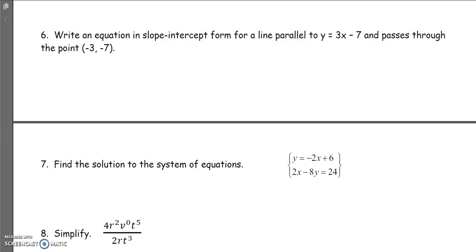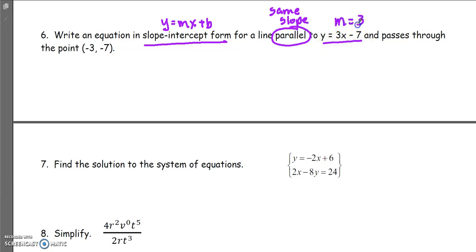Number 6 says, write an equation in slope-intercept form for a line that is parallel to y equals 3x minus 7 and passes through the point (-3, -7). So we're wanting slope-intercept form. We know that is y equals mx plus b. We need it to be parallel to this equation. So parallel means we're going to have the same slope. So I need to know what the slope is for this equation. Well, it's in slope-intercept form, so I can pick it out. The slope is m. That means my new slope for my new equation is going to be the very same. So I still need it to be an m, and it's going to pass through this point, (-3, -7).